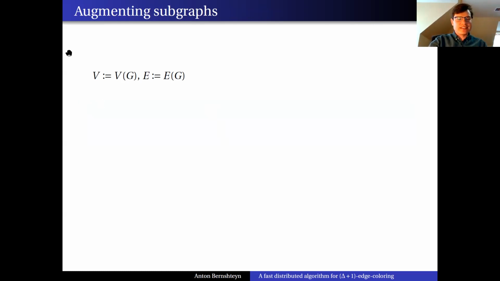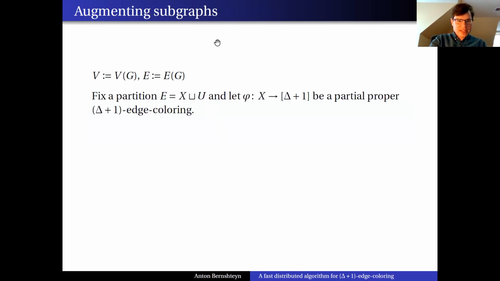So you can capture this idea by the notion of an augmenting subgraph. Let's fix a partition of the edge set into sets X and U, and let phi be a partial proper delta plus one edge coloring with domain X. And the colors are going to be 1, 2 up to delta plus one. So X are the colored edges and U are the uncolored ones.